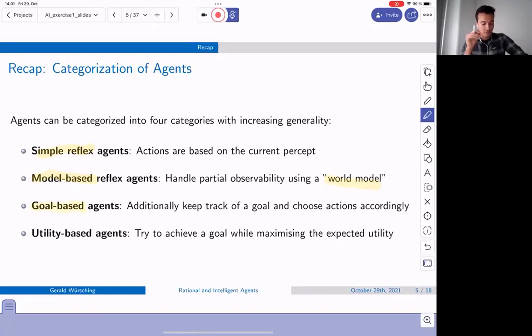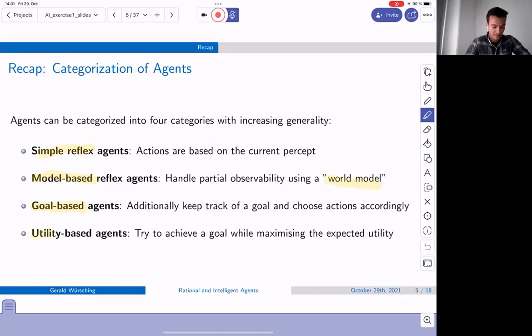Then a further extension of that are goal-based agents. So instead of a model-based reflex agent, which just chooses an action based on what it currently observes, we additionally introduce a goal. So we say the agent should keep track of a goal that it's trying to achieve, and we choose the actions according to, first, what we observe in the environment, and second of all, according to how to achieve this goal that we have predefined, basically.